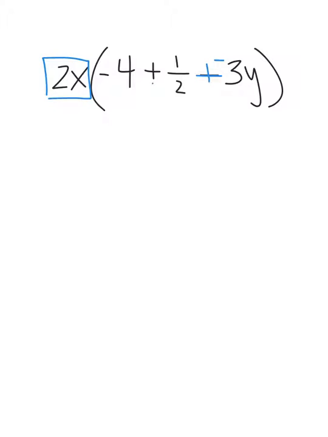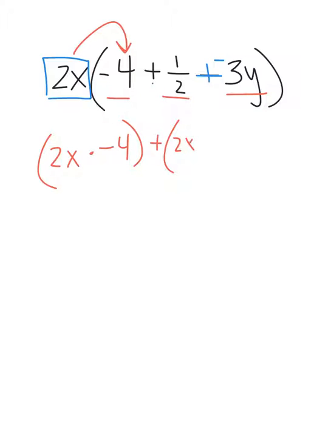So we are going to now be in good shape to share the 2x. So we're going to go ahead and take 2x and multiply it by each term in the parentheses. So we're going to have 2x times -4 plus 2x times 1/2 plus 2x times -3y. Again, we're going to combine what we can.